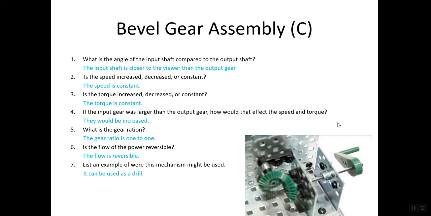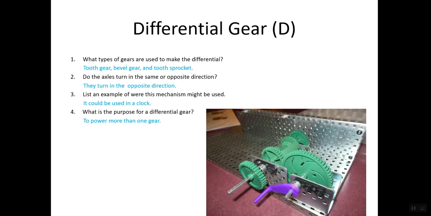The next is the bevel gear system. Notice with the bevel gear system, both gears are the same size, so therefore they're turning equal and they're at the same speed. They have a 1-to-1 ratio. They can be reversed or they can go forward. Again, this is called the bevel gear assembly. Here we have the differential gear system.